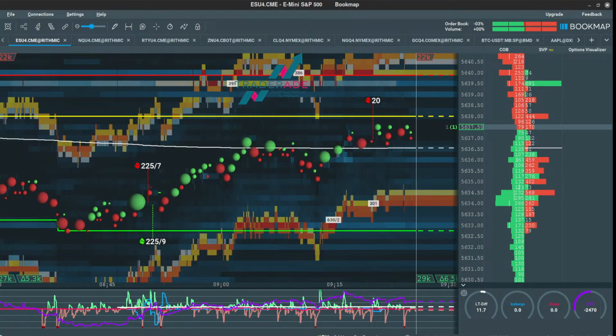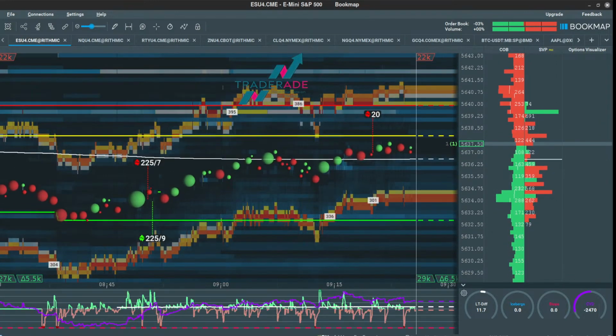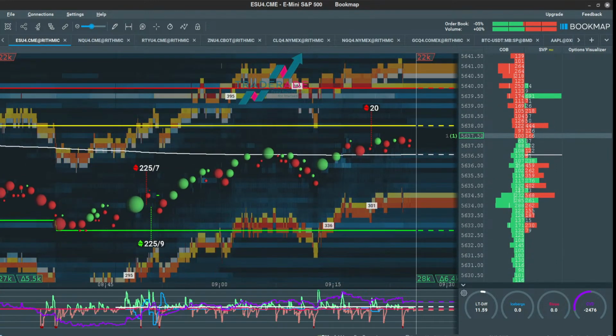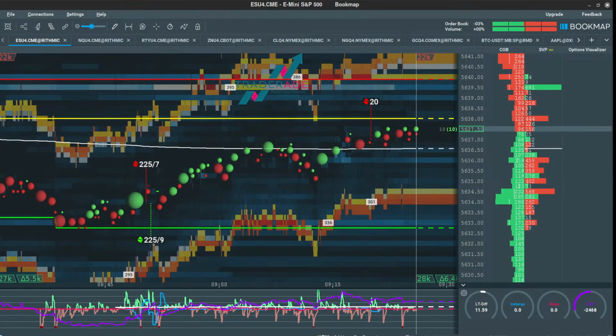Now, I have built some custom indicators that help a little bit more to show exhaustion, to show aggressive absorption. And then I also have that options visualizer that shows some of those flows that can help to move the market. So I have some tools that give me a little extra edge, but they all build into the core platform that is Bookmap.